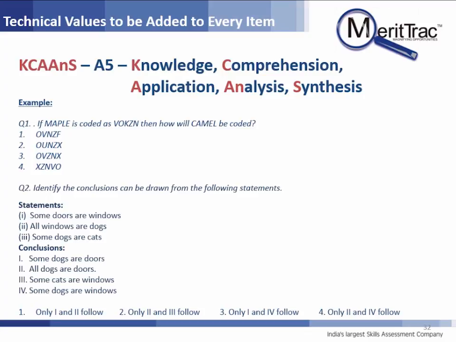See this example. If maple is coded as VOKZN, then how will camel be coded? Now, maple coded as VOKZN was not known to us before. So, first we have to decode that, and then we need to apply the same thing to camel. This is a perfect example of synthesis, and hence such items would form part of cluster A5.